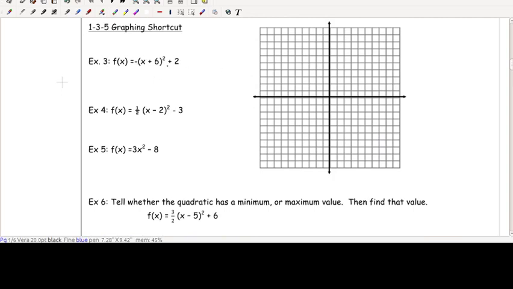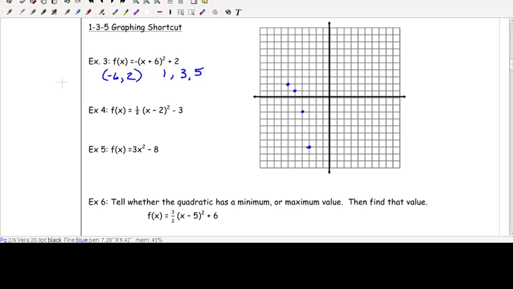So this is going to be, again, a is 1 or negative 1, that's fine too. This is going to give us a vertex at negative 6, 2. So let's put that on there, negative 6, 2. It's flipped over, so I'm going to be opening downward. That's important to remember. And then again, I have this rule of 1, 3, 5. So 1 over, 1 down, because it's negative. 1 over, 3 down. 1 over, 5 down.